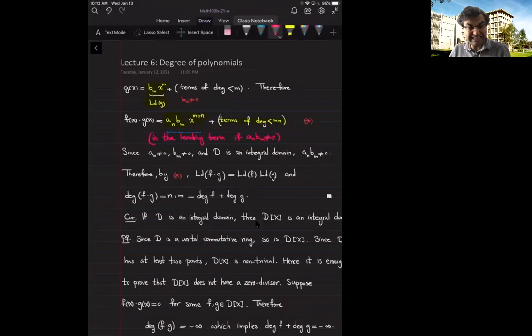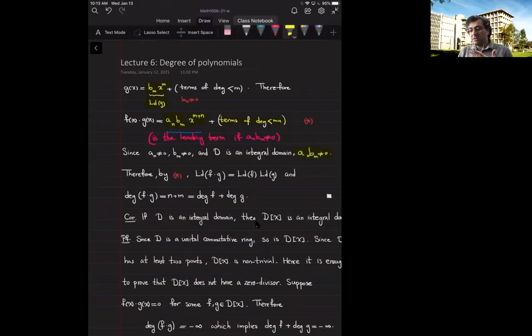Okay, so now the question is, is it not 0? If it was 0, because we do not have zero divisors, either a sub n or b sub m should be 0. But neither of them is 0, because a sub n is the leading coefficient of f and b sub m is the leading coefficient of g. We assume that f and g are non-zero, so a sub n and b sub m are not 0. So altogether, we deduce that this coefficient is indeed non-zero.